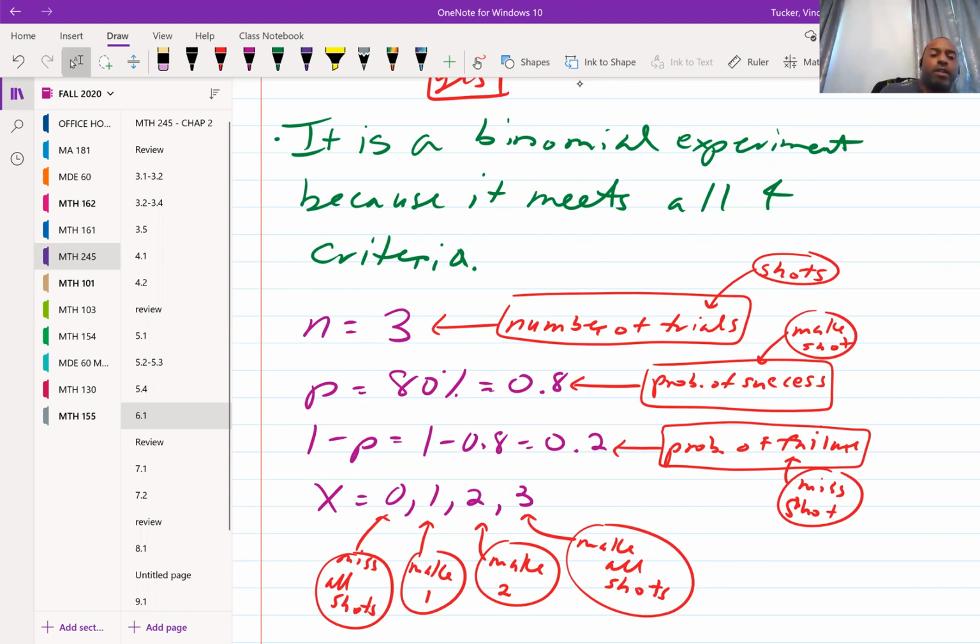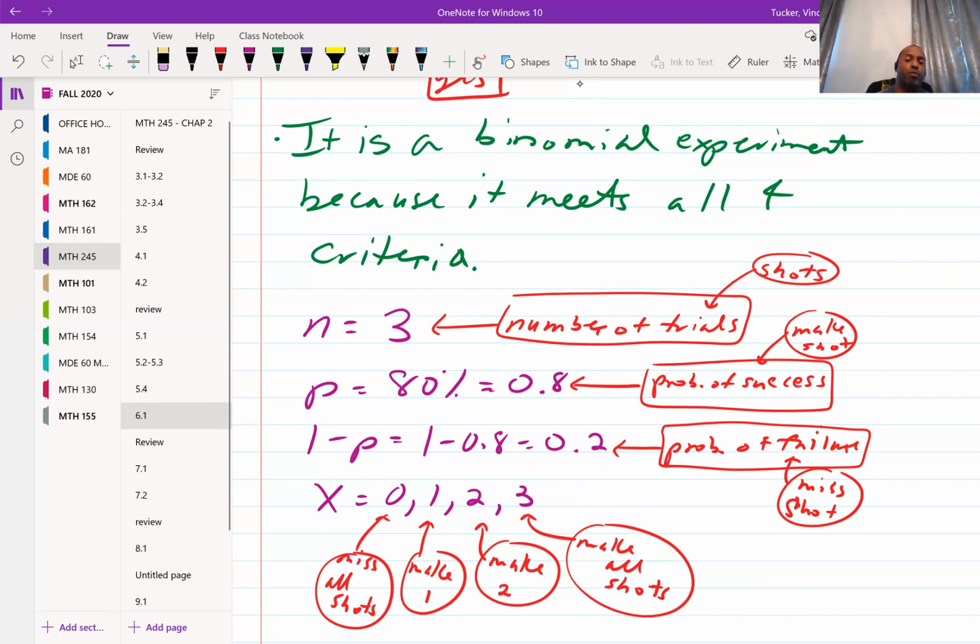And then your X is going from 0 to N. Once again, N is 3 shots. So 0 is him missing all of his shots, 1 is him making 1 shot out of the 3, 2 is making 2 shots out of the 3, and X being 3 is him making all 3 shots. So remember, X always represents the number of successes in the experiment.